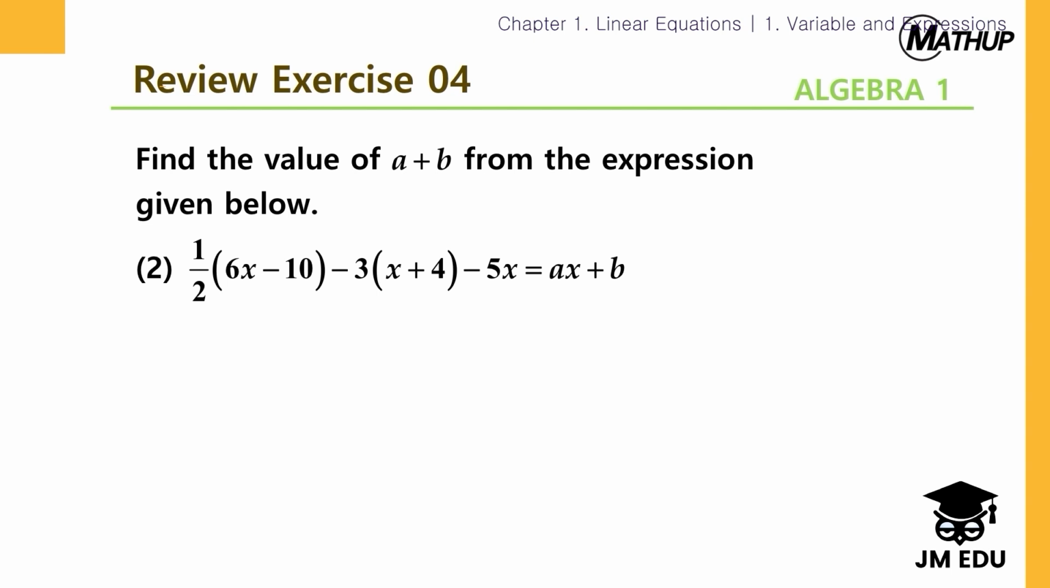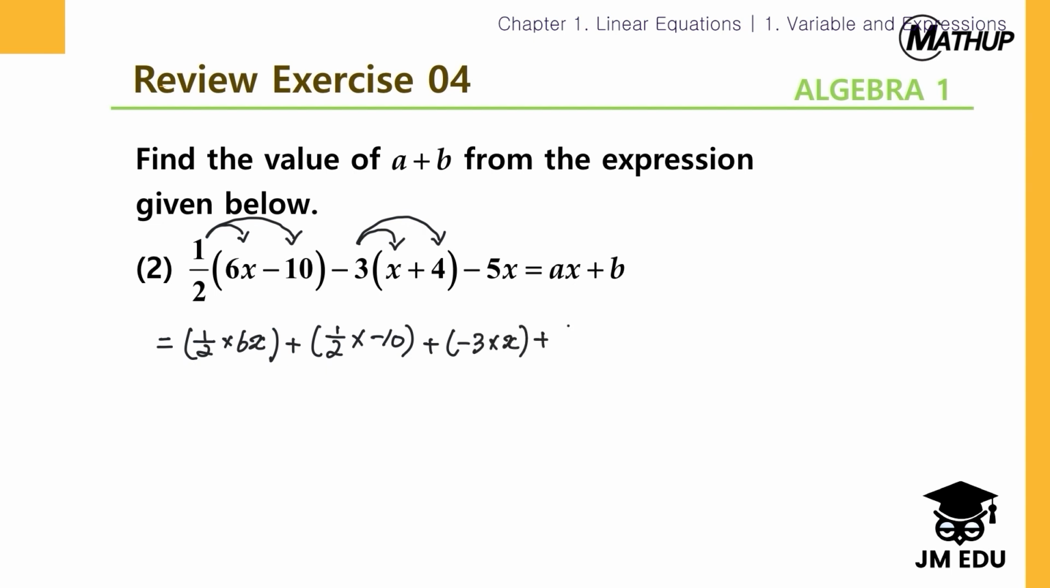Now, number 2. The expression on the left is equal to 1 over 2 times 6x plus 1 over 2 times negative 10, right? So let's write that. 1 over 2 times 6x plus 1 over 2 times negative 10. Here, negative 3 times x plus negative 3 times 4. So plus negative 3 times x plus negative 3 times 4. And finally, we have negative 5x minus 5x.